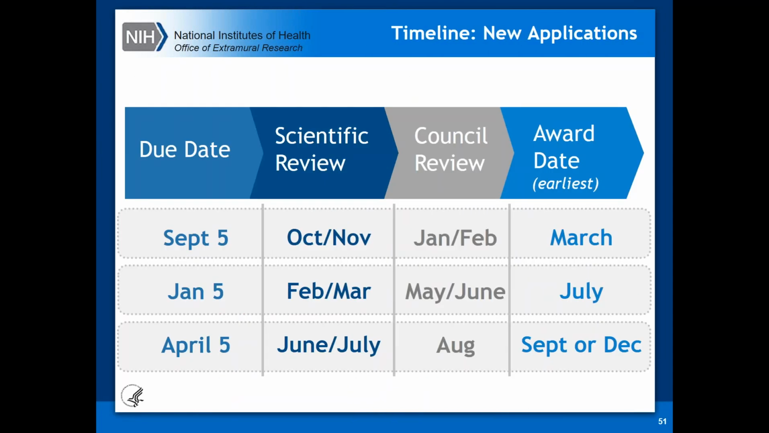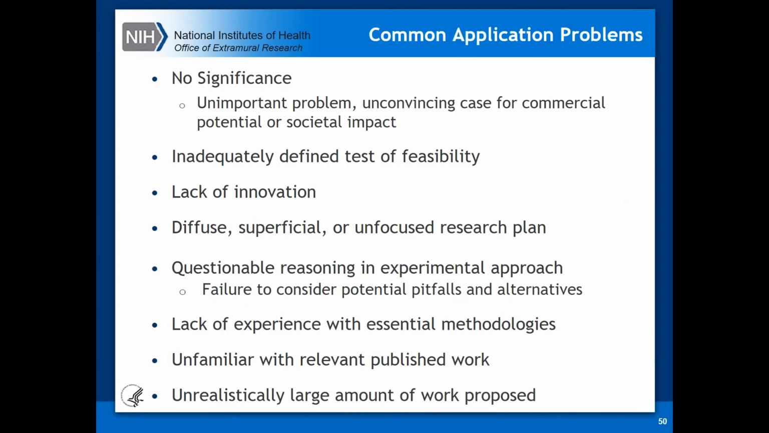So timelines, due dates, as I noted, September 5th, January 5th, and April 5th. And the scientific review months correspond to those. Council review is in the 3rd column there, and the earliest award date, as you can see, for September 5th, would be March. So that's about 6 months. Okay. Go to the next thing.